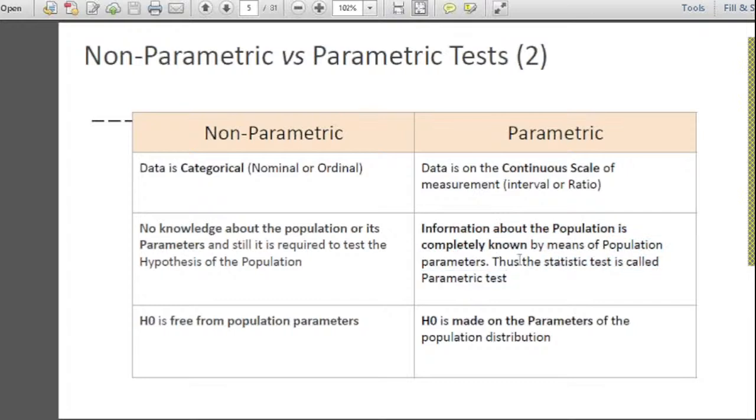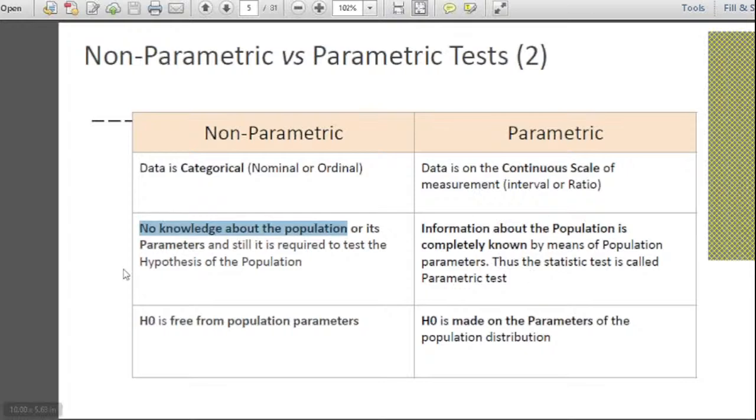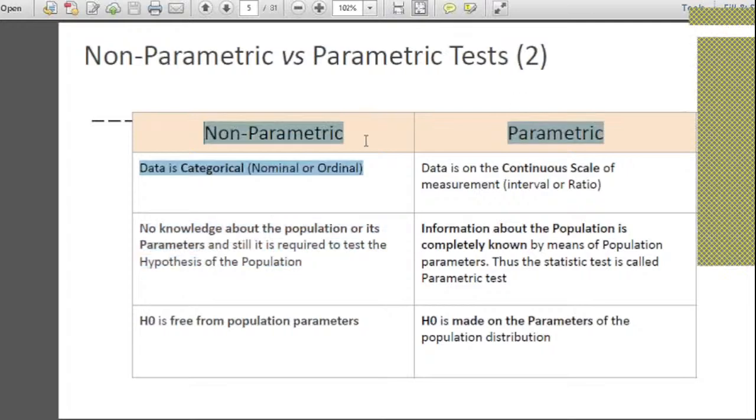Hence, this test is called a parametric test because we are testing population parameters. We are inferring the population parameters. Okay. In a non-parametric test, there is no knowledge about the population or its parameters, and it is still required to be tested, then we use non-parametric tests. Parametric tests are inferential statistics. Even non-parametric is also inferential.